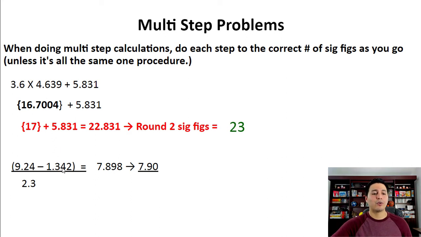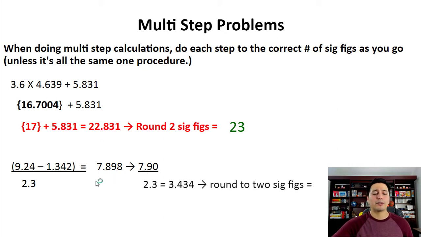Next, we have 9.24 minus 1.342. This one has 3 decimal places past the decimal, while this one has 2. So when you look over here, we want to stop right here, 2 decimal places past the decimal. We're going to look to the right and notice that it's greater than 5. Because it's greater than 5, that changes it to a 0, which changes the previous digit to a 9. So then we get 7.90. We're then going to take that 7.90 divided by the 2.3. Now this one has 2 sig figs and this one has 3 sig figs.